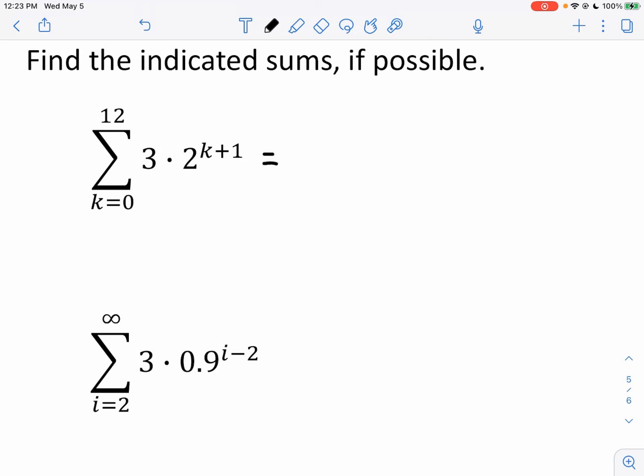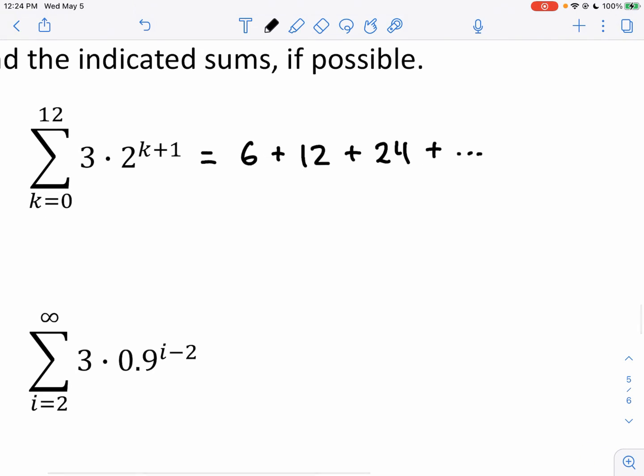This one here, if you plug k equals 0 into this expression, we do the exponential part first, k is 0, so we just get 2 to the 1, which is 2, and then times 3, so we get 6. Plus, now plug in k equals 1. We're going to get a 2 squared here, which is 4 times 3, which is 12. Plus, the next one's going to be 24. I'll leave it to you to verify that. When k is 2, we get that 24. And we keep this up until we get to the final one.